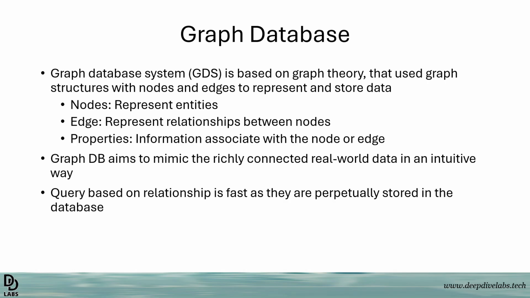the query based on relationship is fast. They are optimized so that they are relationship oriented, right? So query based on relationship is fast, and the relationships are perpetually stored in the database. If you remember the first slide, we talked about some of the queries being restrictive in a relational database, because when you are asking queries with regard to relationship, it's better to put your data into a graph database. Some flavors of graph databases are Neo4j, Amazon Neptune, and TigerGraph.